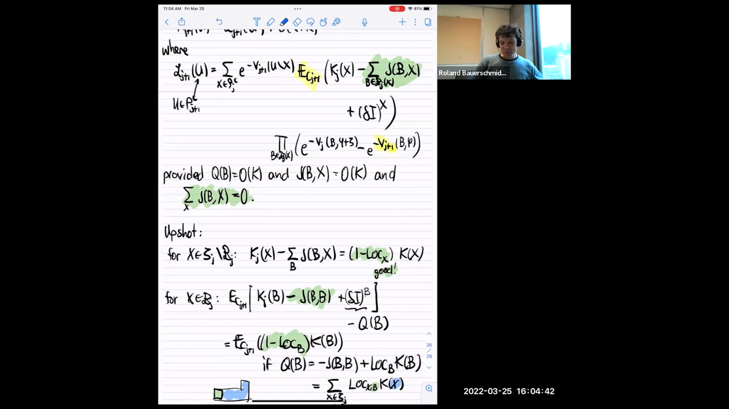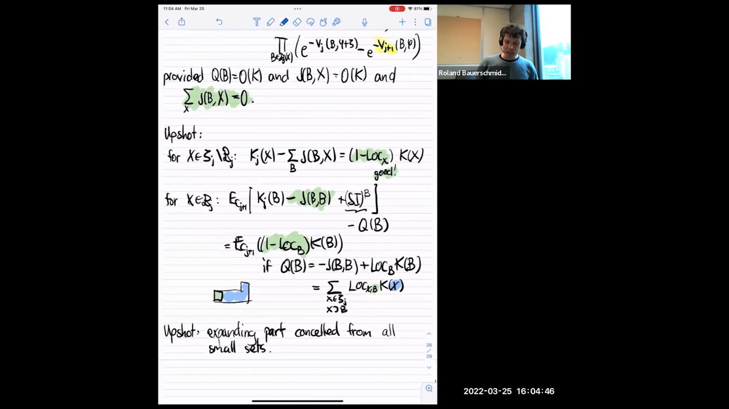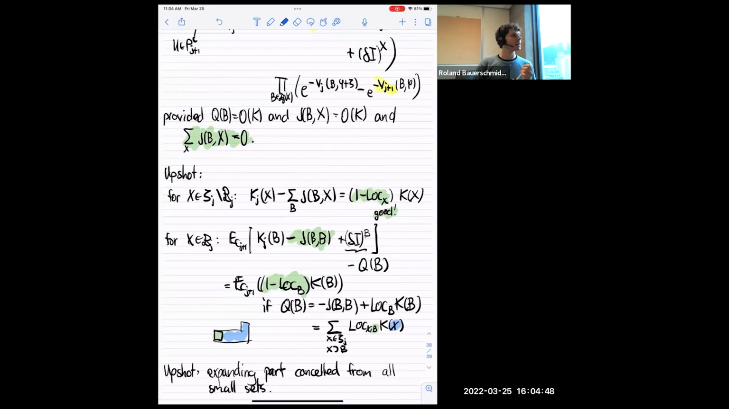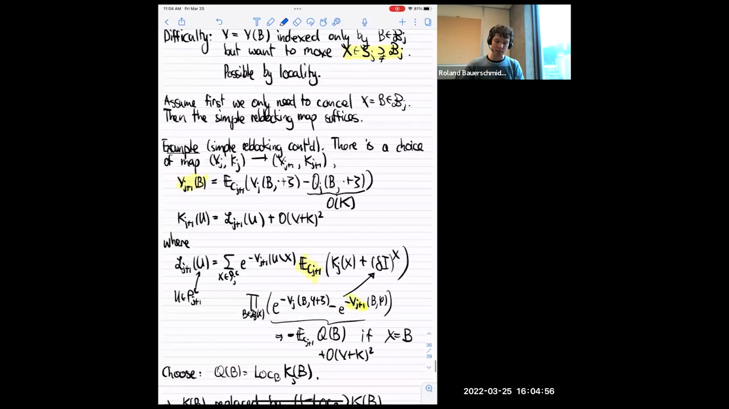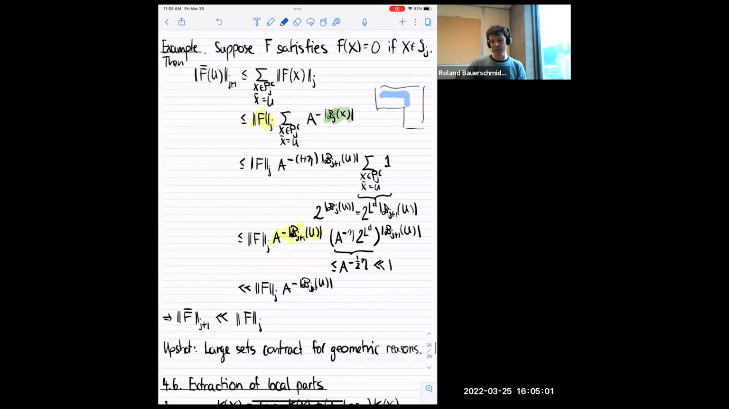Is it crucial to treat this large polymer separately? Why couldn't you just... yeah, that's a good point. I mean, one reason is because it's easy to separate. Really, this argument here is much easier than correct cancellation.